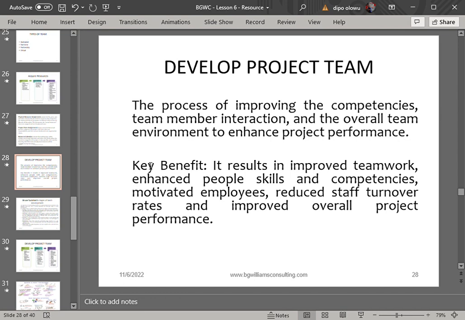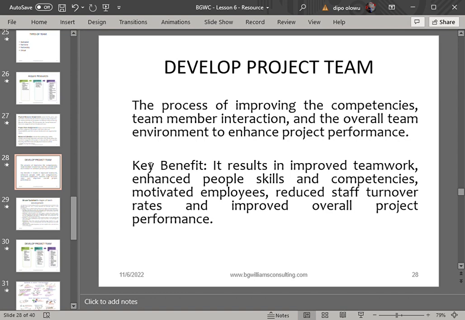So develop project team is more like whatever the project manager can do to make sure the competency of the team he has put together are working effectively and efficiently. That is what develop project team is. So in a summary, develop project team is simply focusing on improving your team.